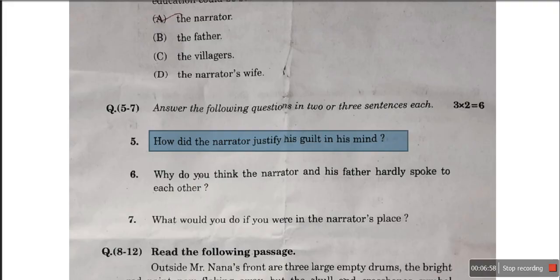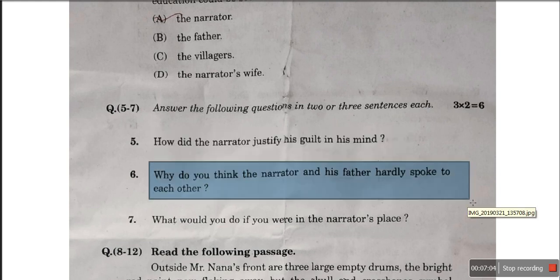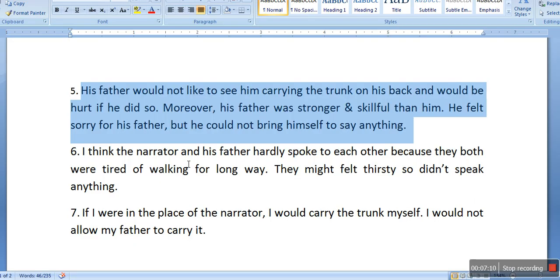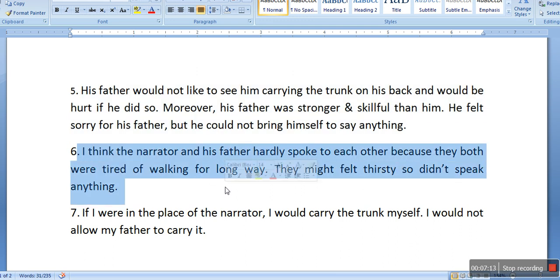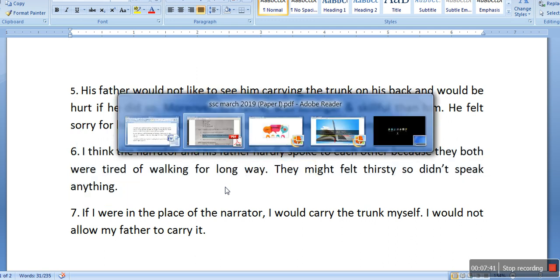And the second question is, why do you think the narrator and his father hardly spoke to each other? Why did they both not speak to each other on the way? You might guess very easily, they did not speak to each other because they both were tired. They both were tired from walking so long. And of course the narrator was sad to leave his newly wedded wife, and his father was tired because he walked faster than his son. So there is no happy mood to share. That's why they both did not speak to each other.